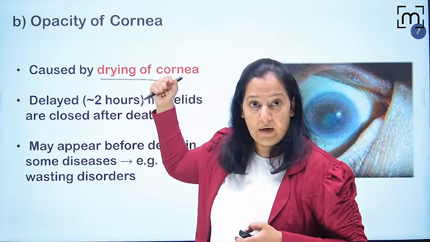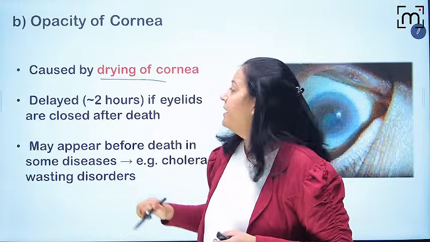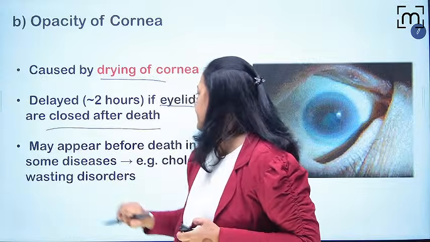Death is occurring how? With open eyes, or with the eyes closed immediately after death? Sometimes death occurs with open eyes and the eyes remain open for hours and hours, so the cornea becomes dry very fast. But if the eyes are closed after the death, it delays loss of opacity from the cornea. So it is delayed if the eyelids are closed immediately after death.